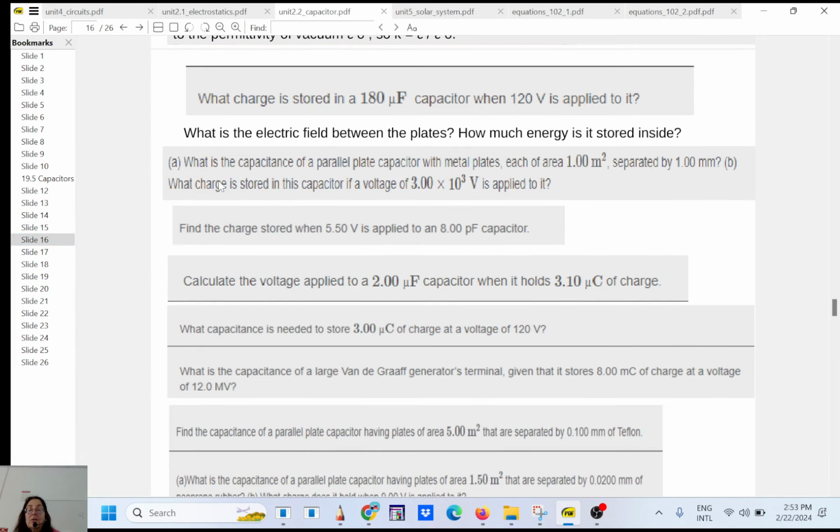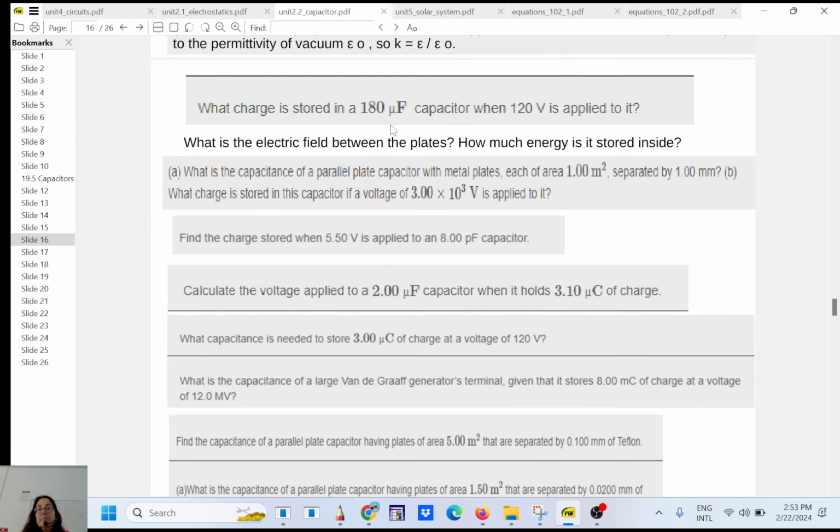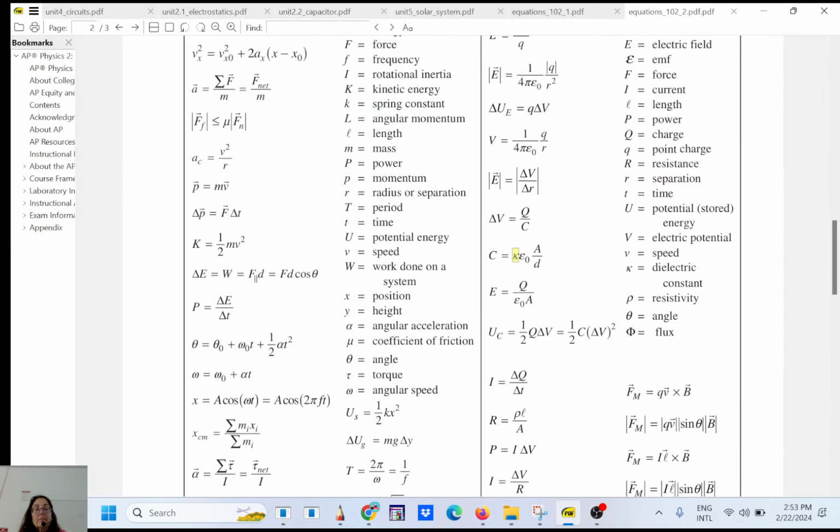Okay, let's do some problems so you can help each other, talk to each other. You have all the equations that you need here. So you have this equation, you have this equation, you have that equation, or you can use this equation as well. All these are for parallel plate capacitors.